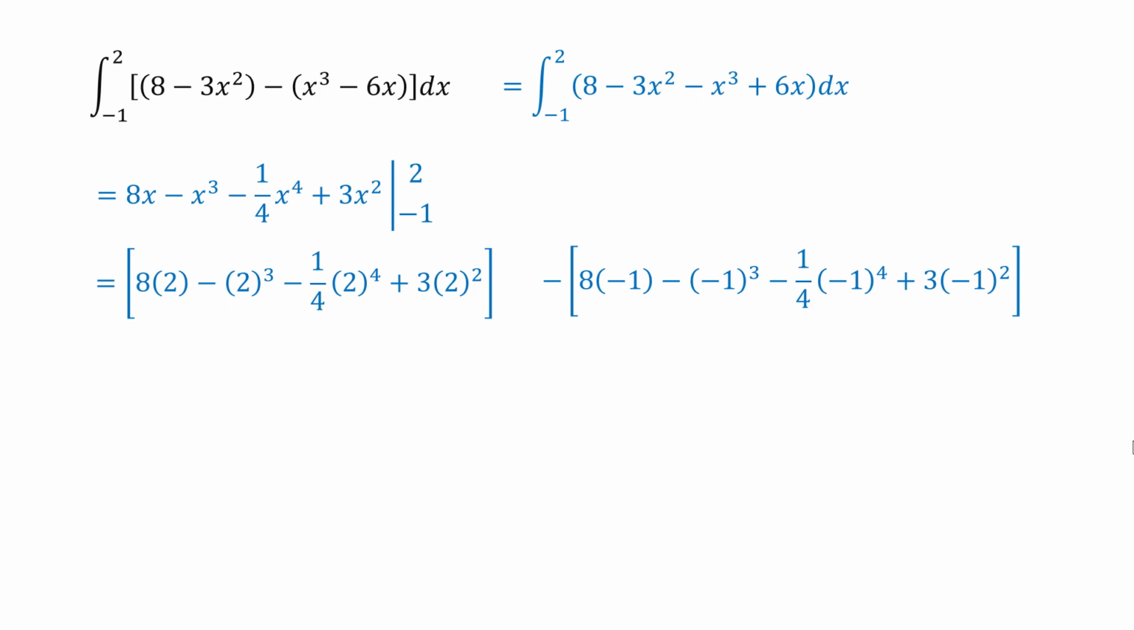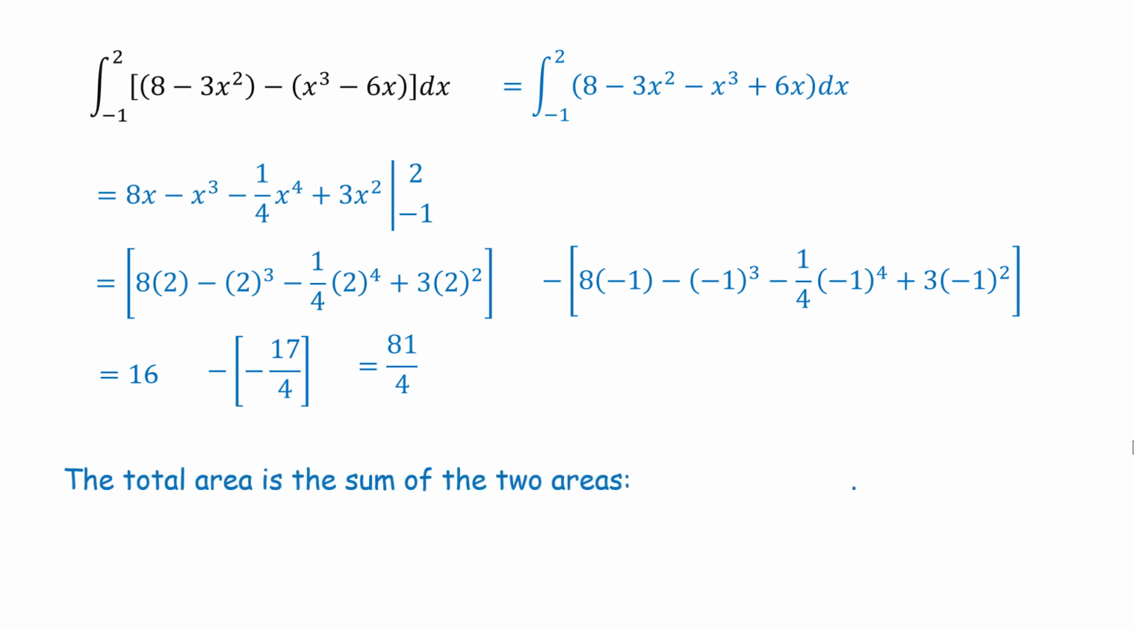Let's do the computation in the first bracket. It comes out to 16. Computation for the second bracket, we're going to have the minus, and of course minus 17/4. The sum of these is 81/4. The total area is the sum of the two areas, 81/4 plus 81/4, or 81/2.